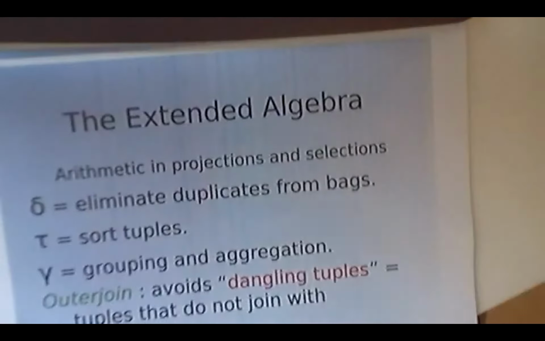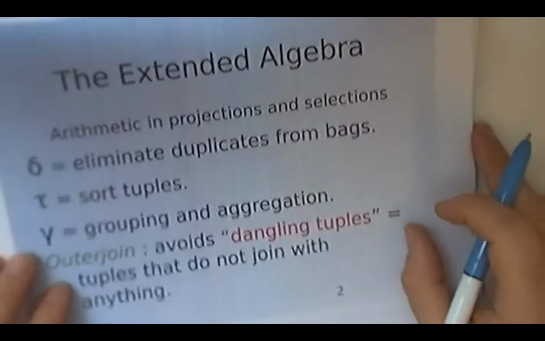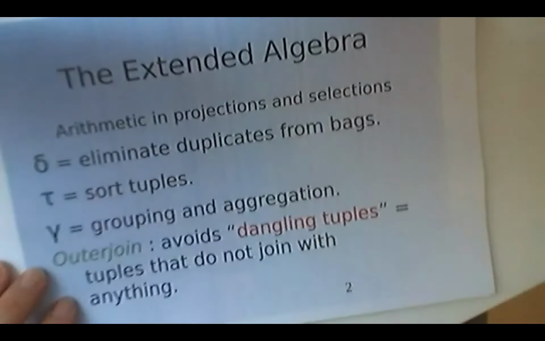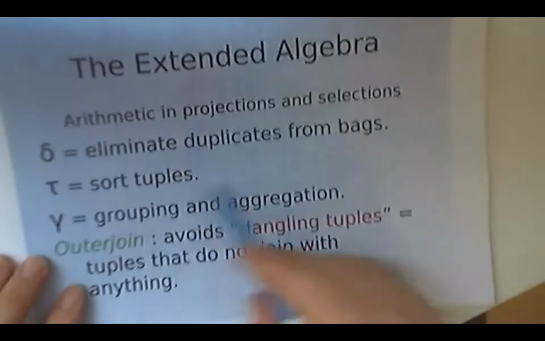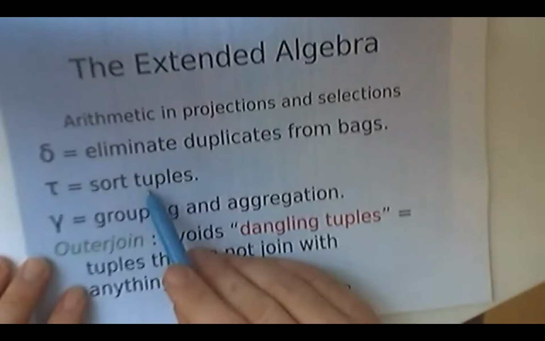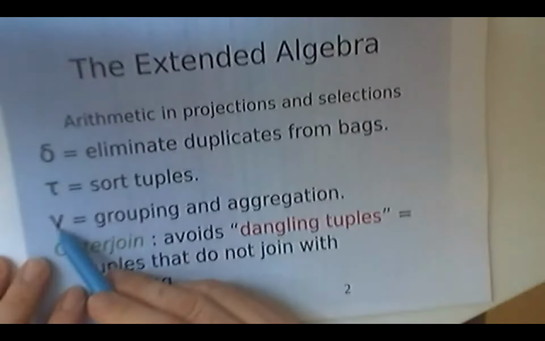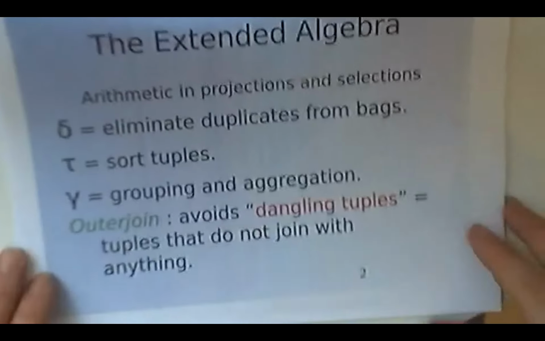So here are the operations we're going to include in the extended relational algebra. The delta operator, which eliminates duplicates from bags, because when we go to extended relational algebra, everything's based on bag semantics now. We're just dealing with bags. We're going to do sorting, so we have the tau operator, which does sorting, and then we're also going to have the gamma operator, which does grouping. Then we'll see aggregation as well.